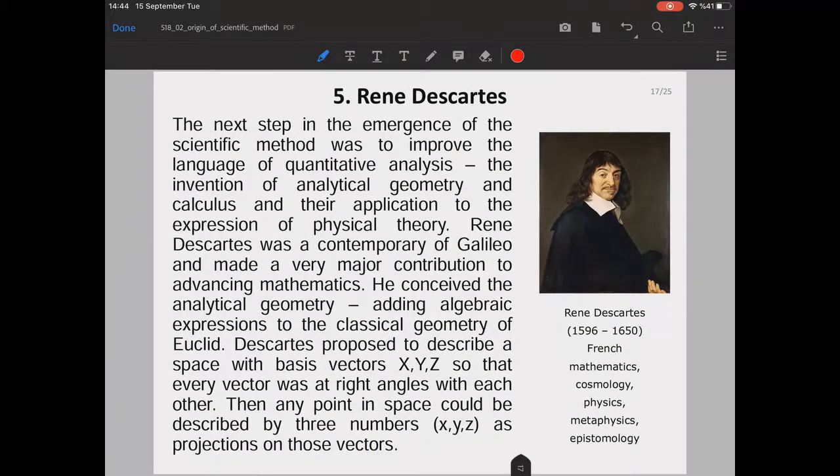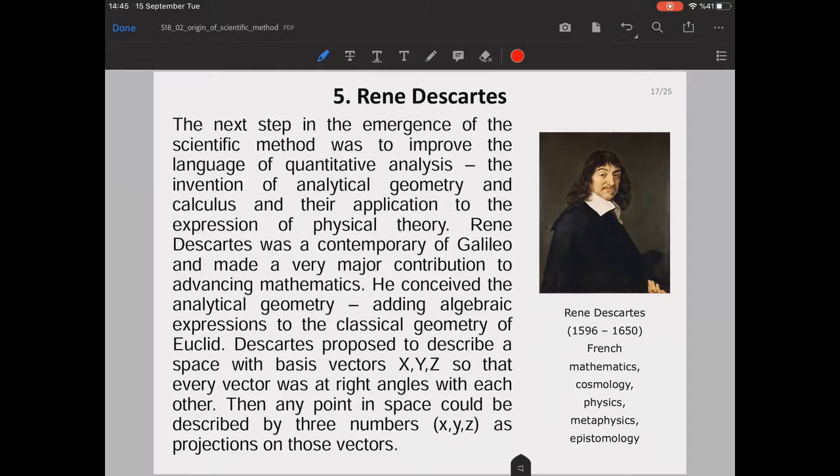The next step in the emergence of the scientific method was to improve the language of the quantitative analysis used here. We need help from mathematics. The invention of analytical geometry and calculus and their application to the expression of physical theory. Descartes was the contemporary of Galilei and made a very major contribution to advancing mathematics. He conceived the analytical geometry, adding algebraic expressions to the classical geometry of Euclid as well.